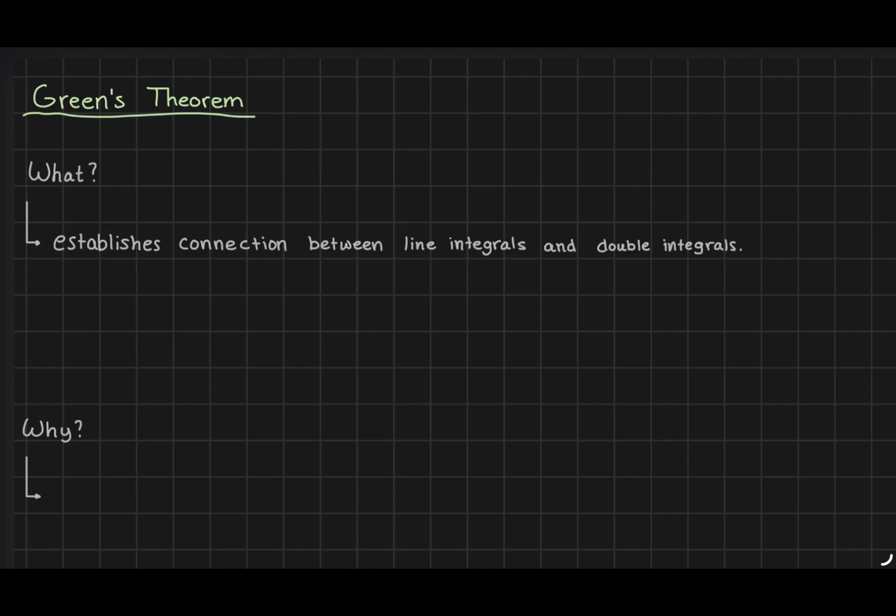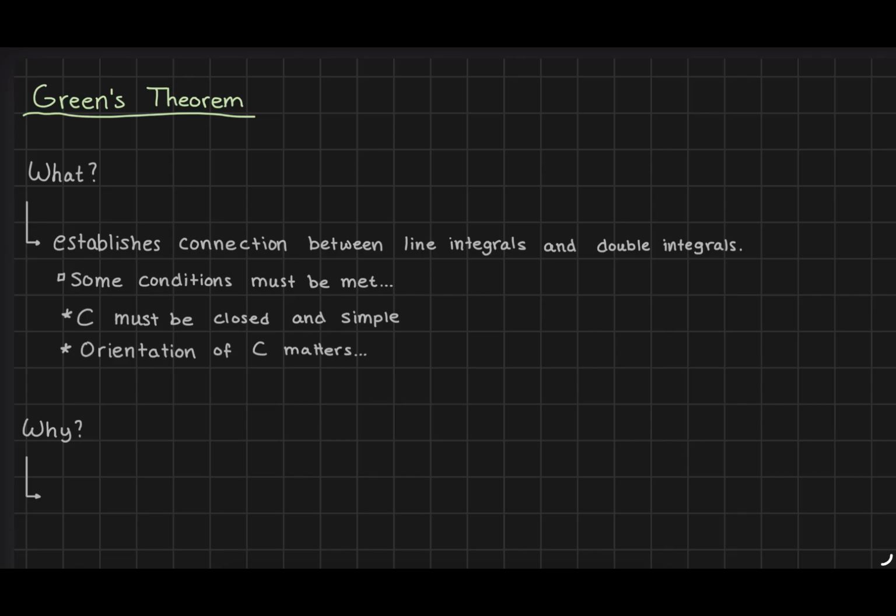But firstly, I just want to note that there are some conditions that need to be met, as usual, before we use this theorem. So firstly, C must be closed and simple. What that means is that it has to start and end at the same point for the closed aspect, and for the simple aspect, it has to be non-self-intersecting, meaning that it won't be taking loops around itself.